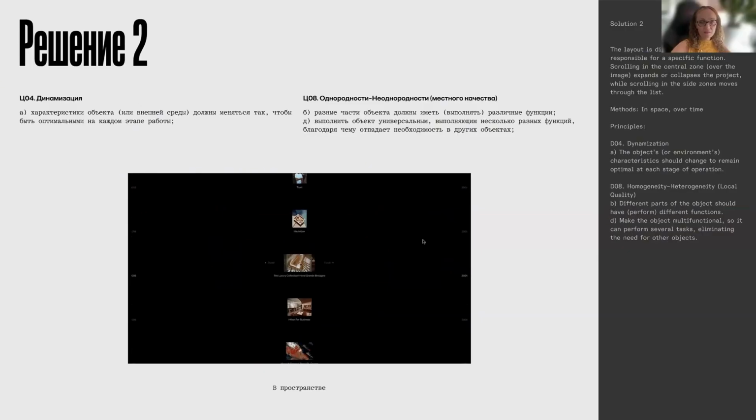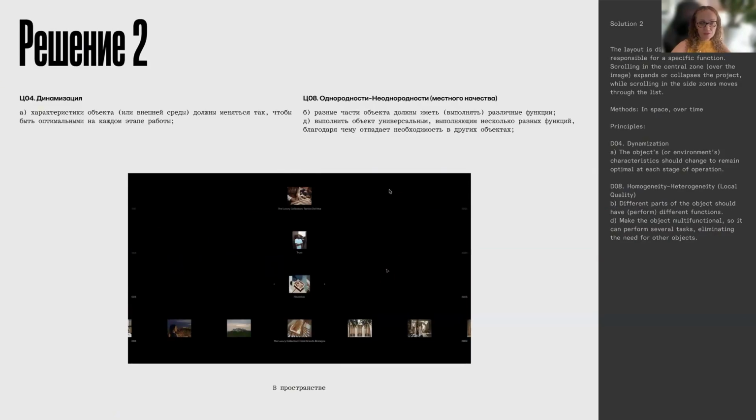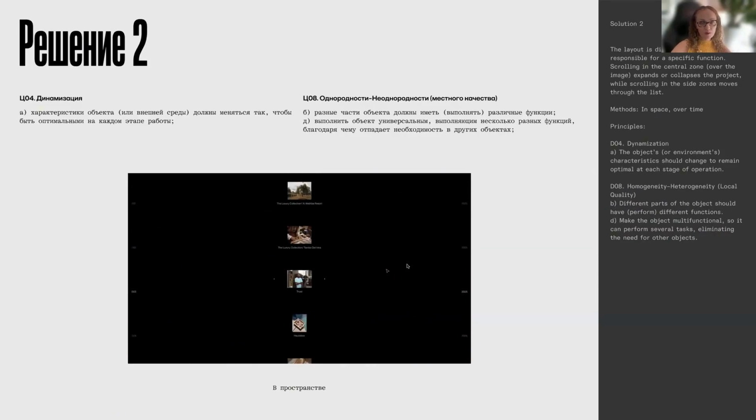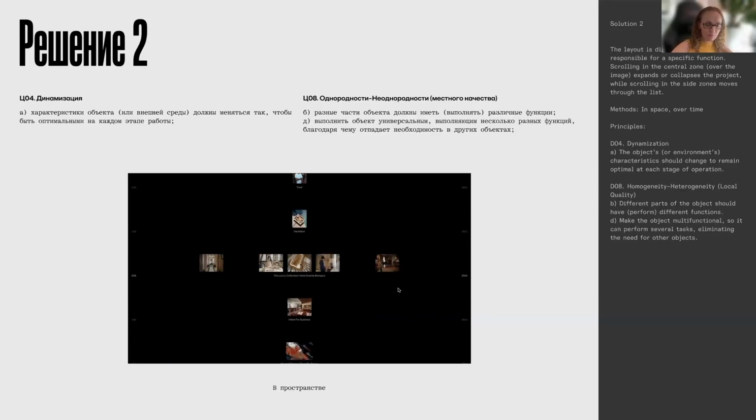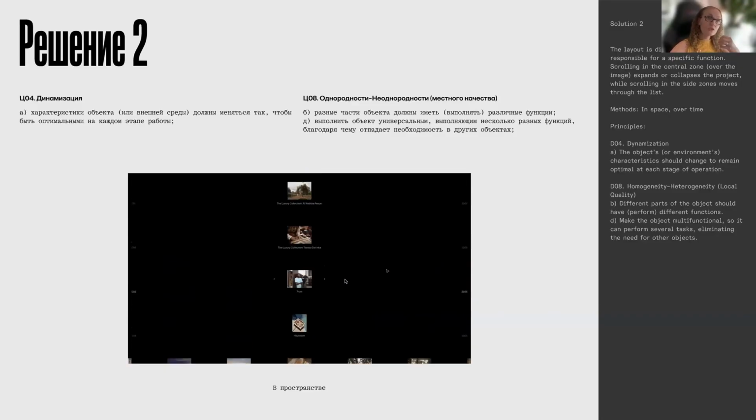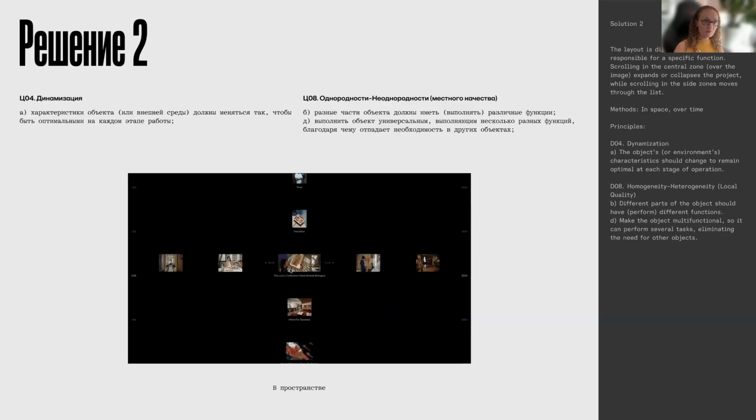The second solution was the following. I created those areas or zones. That was a recommendation by AI. In the central part, I have the images. If I scroll at the sides, I see horizontal movement across the list. But when I put the mouse pointer to the central part, this horizontal scrolling kicks in. So when I scroll in this area, I see this movement to open up the project.